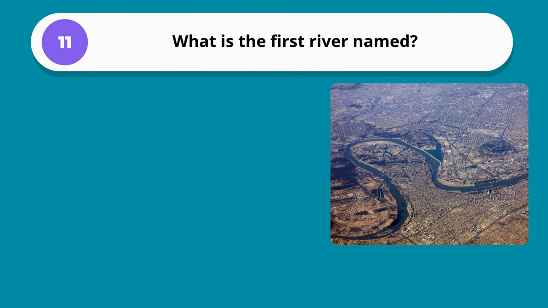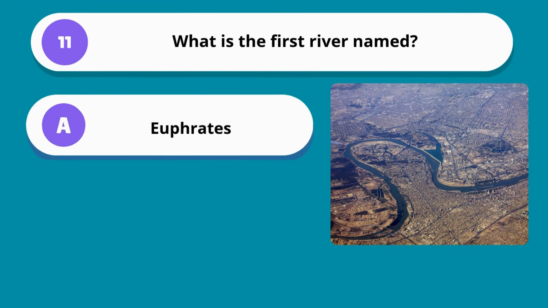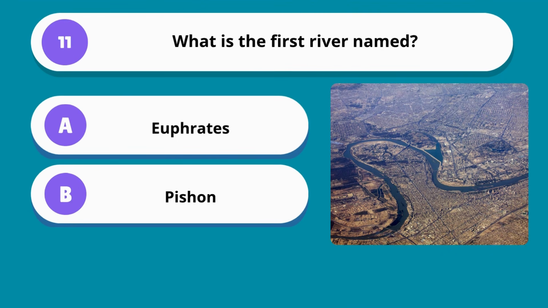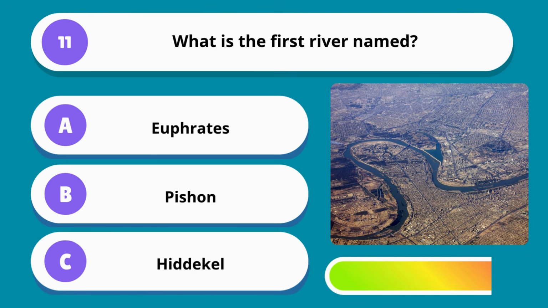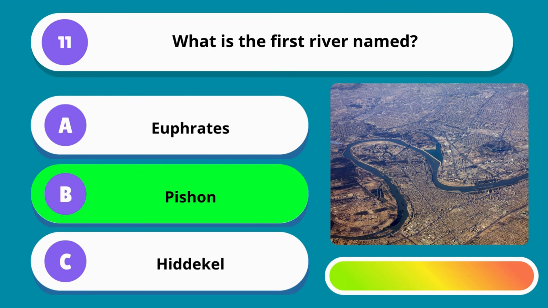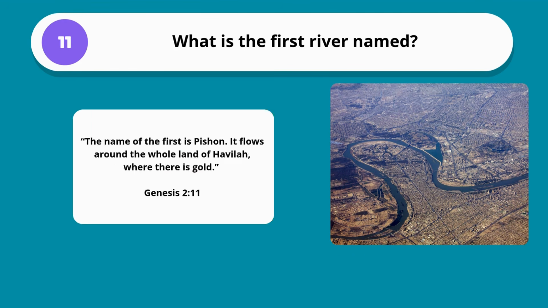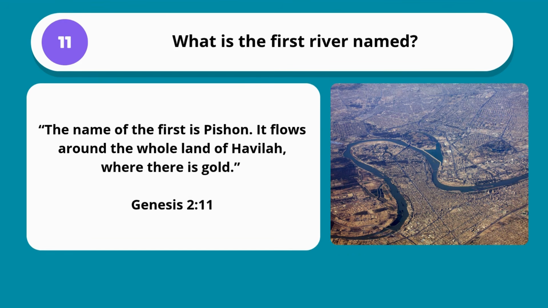Question 11. What is the first river named? A. Euphrates. B. Pishon. C. Hiddekel. The correct answer is Pishon. The name of the first is Pishon. It flows around the whole land of Havilah, where there is gold. Genesis 2:11. Here's the next one.